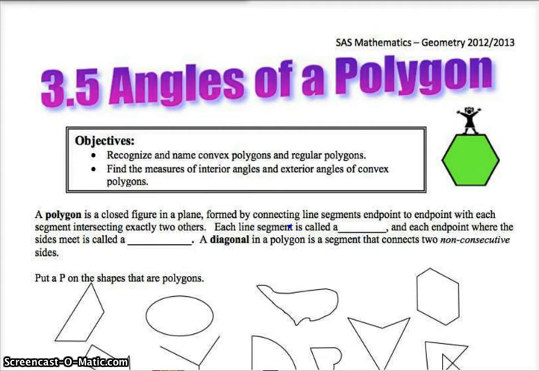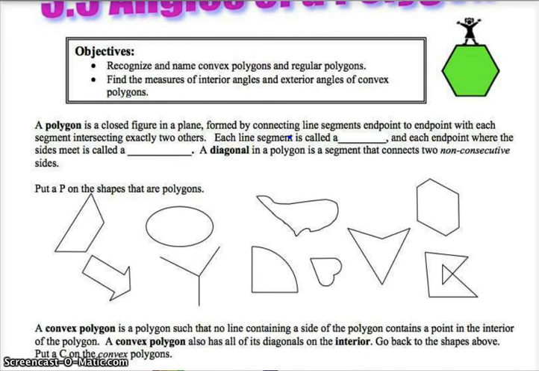Okay, so our last topic is about polygons. So, angles of a polygon. We're trying to recognize and name convex polygons and regular polygons. We are going to find the measures of interior angles and exterior angles of convex polygons. So you'll have all of that done before the end of this lesson. But you will need to do that homework and repeat the process because, again, there's lots of information to learn in this chapter, lots of information to memorize and understand, not only the theorems and postulates, but the definitions, and then all of these formulas you're going to learn today.